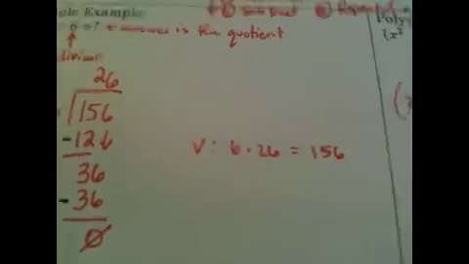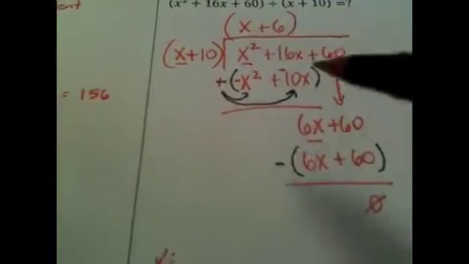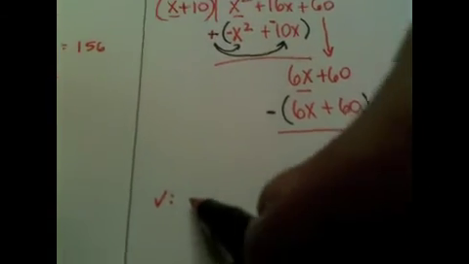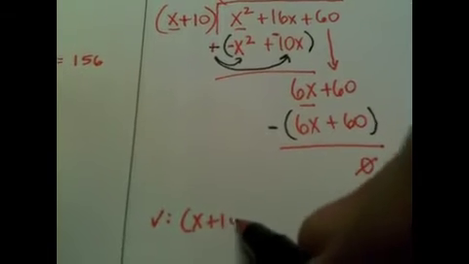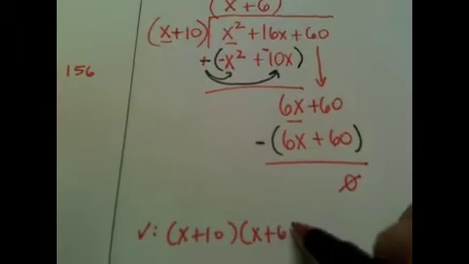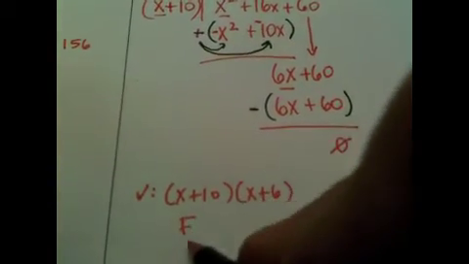It does check out. So to check ourselves over here, we're just going to take the two items that we found and multiply them out, FOIL them out, and see if we get the original trinomial. So we have x plus 10 as the divisor, and we're going to get the quotient of x plus 6, and we're going to multiply those out and see if we get the same thing. So we're going to do our full method here.